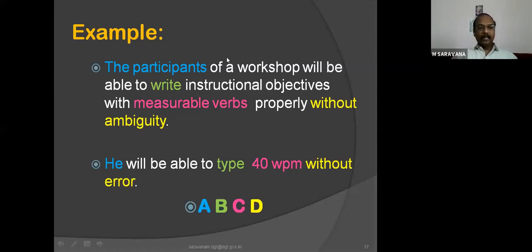So A is who? The trainee, the participant. So A is he, and the green color you see is the behavior, B. Behavior is the action, typing. In the previous one, write is the behavior, and here type is the behavior, and 40 words per minute is the condition, and without error is the degree. So these are the examples; you will understand the ABCD approach very well with the help of these examples.